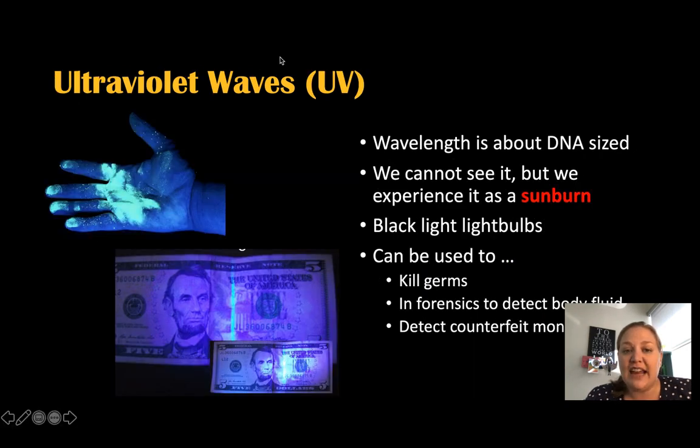All right, ultraviolet waves is the step above our visible light. The wavelength is about DNA size, so we're really starting to come down in size. We cannot see ultraviolet, but we can experience it as sunburn. We do have the black light bulbs, which you experienced with the EMS lab. But we can use UV to kill germs. In forensics, it can be used to detect body fluid, which is what they are showing you on this gentleman's hand here. And then it can also be used to detect counterfeit money.